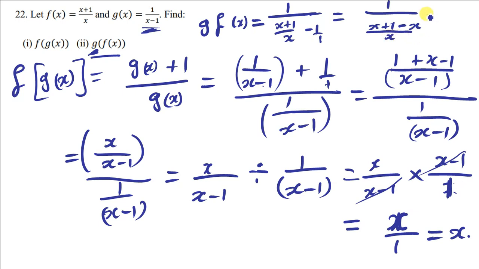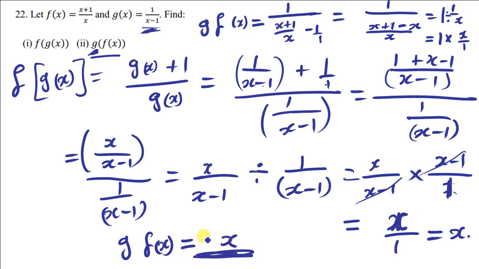So we're going to have 1 divided by 1 over x, which can also be written as 1 times x over 1. 1 times x is x, meaning the solution for g of f of x is simply equal to x as well.